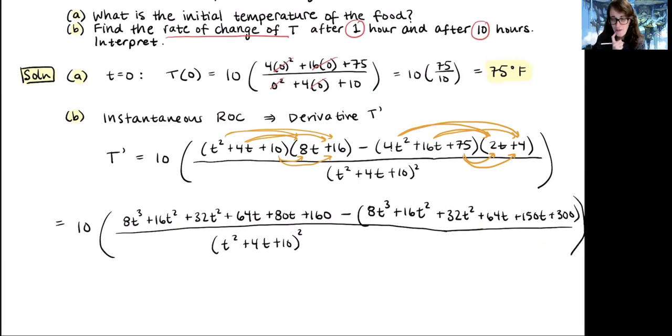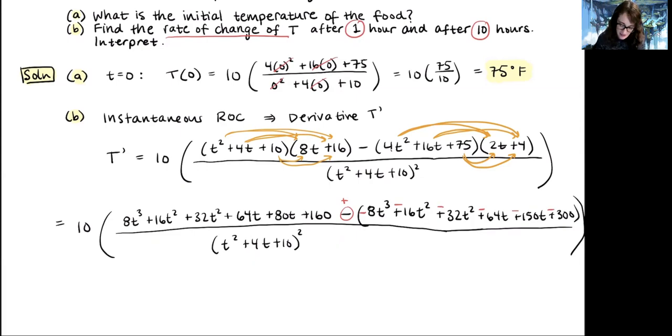Okay, rather than write all of this over again, the last thing we're going to want to do is distribute that minus sign into this whole set of parentheses on the second part of the numerator. So let's do this without rewriting. We're going to distribute this minus sign. That'll end up being a plus. Then we'll just change the sign of everything in between. So it'll be minus 8t squared, minus 16t, minus 32t squared, minus 64, minus 150t, and then minus 300.